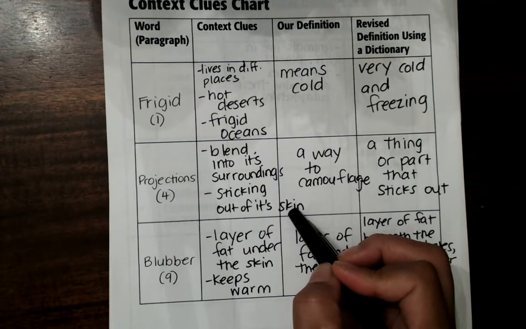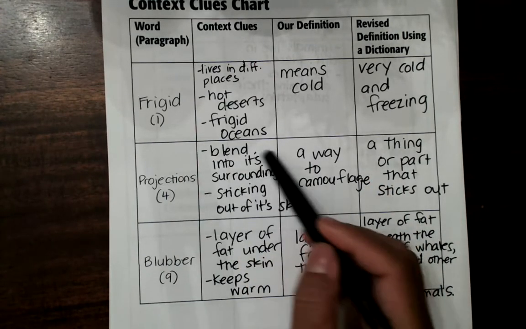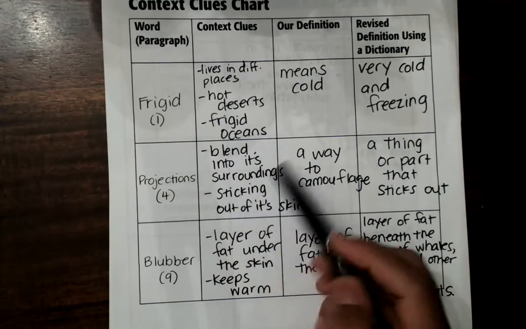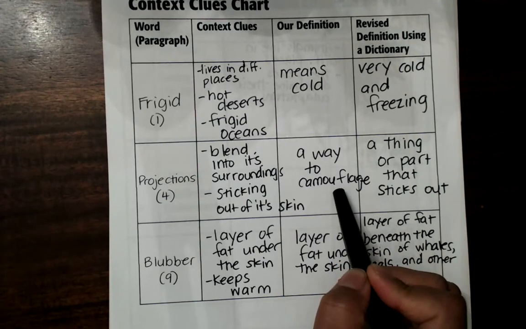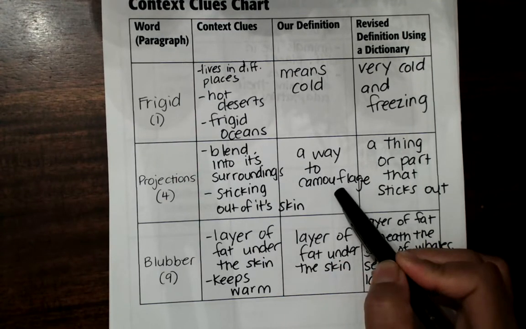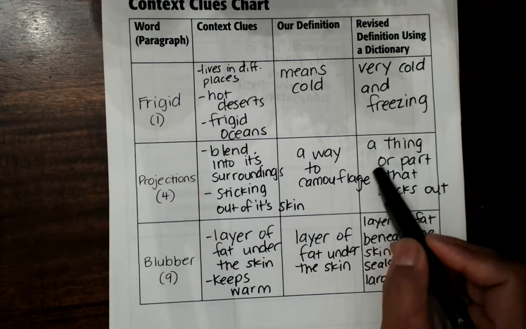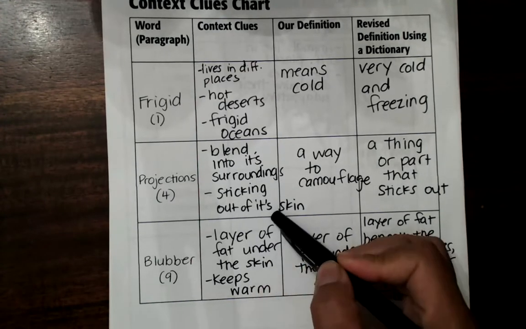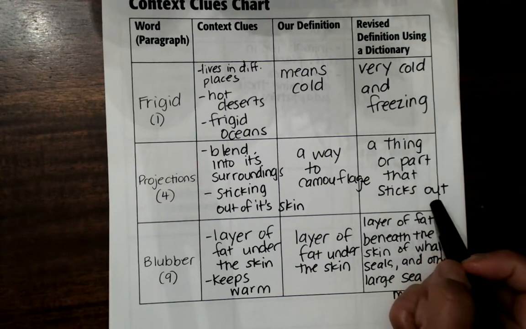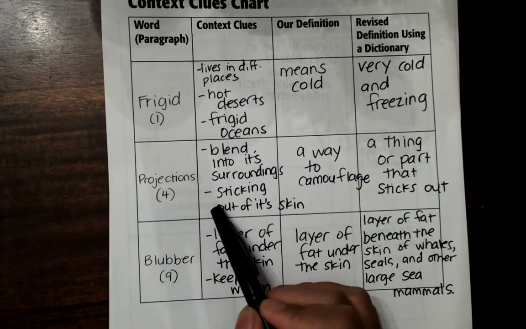So in my words, I wrote down that projections probably means, from what I gather here in my context clues, that it's probably a way for the octopus to camouflage. And that's what I put. When in fact, I looked up the definition online and I found that projections means a thing or part that sticks out. So there it is, sticking out of skin, part that sticks out. Projections probably means something that sticks out. Let's go ahead and copy that into our packet.